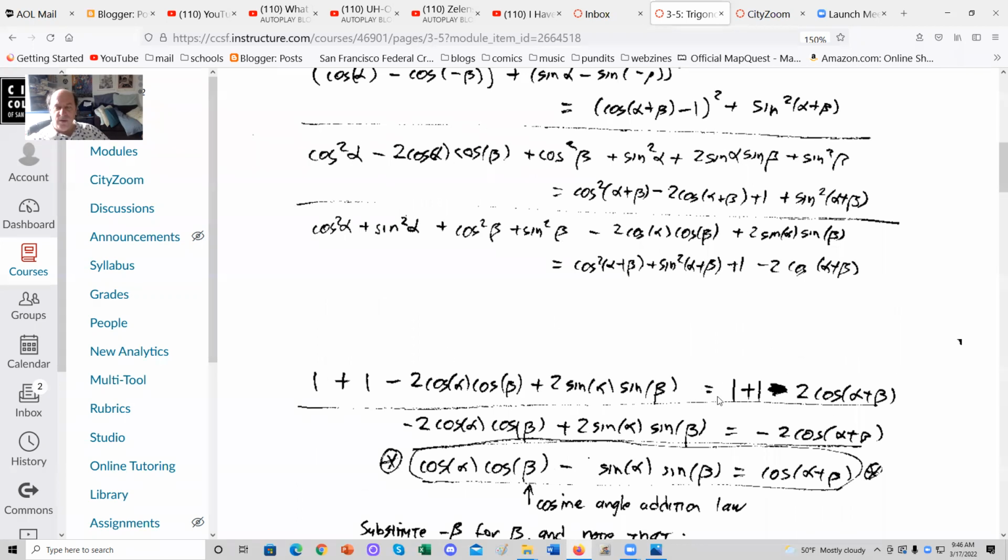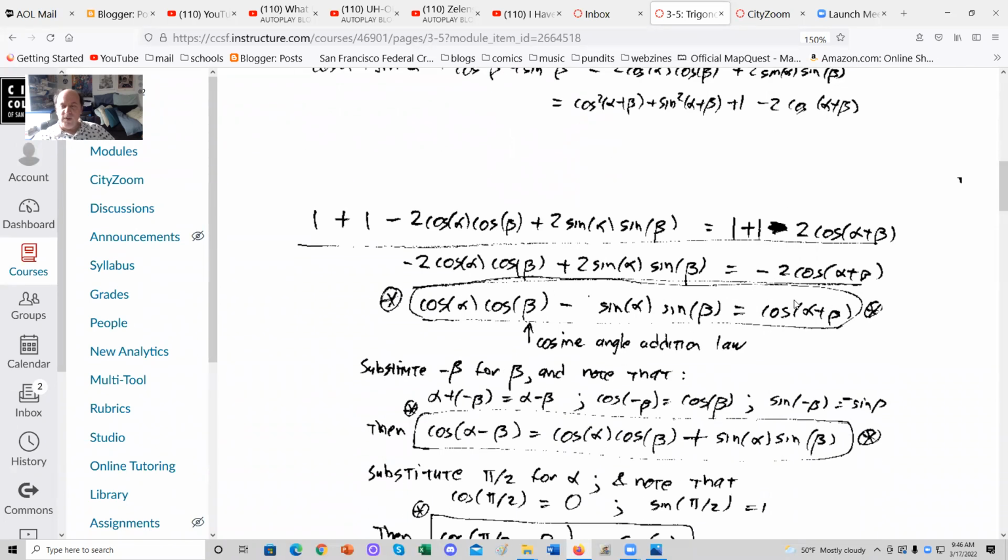All right, the 1's cancel. And we get minus 2 cos alpha cos beta plus 2 sine alpha sine beta equals minus twice cosine of alpha plus beta. Now we simply divide throughout by negative 2. And we get cos alpha cos beta minus sine alpha sine beta equals cosine of alpha plus beta. And this is the cosine addition law. Cosine of a sum is cosine cosine minus sine sine.